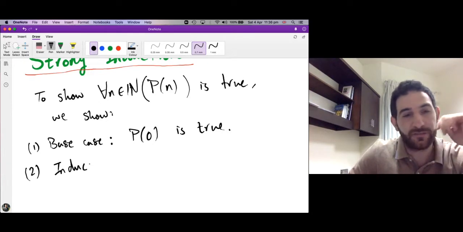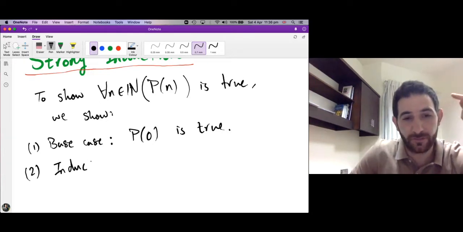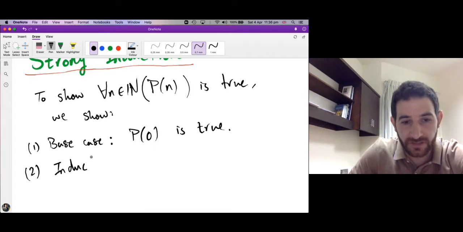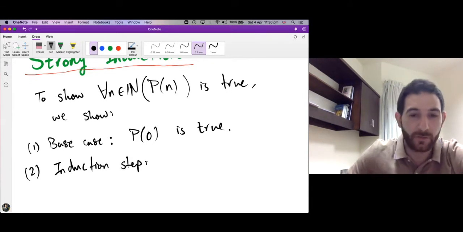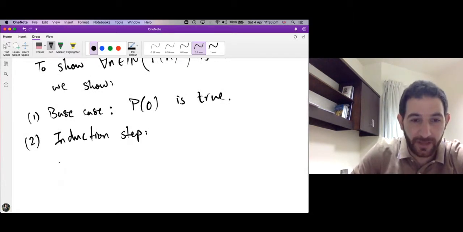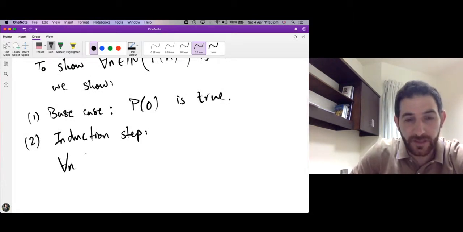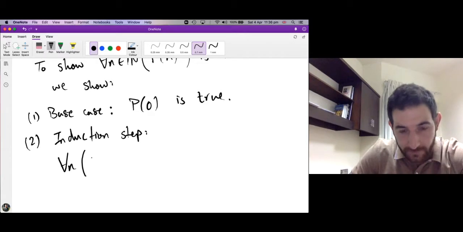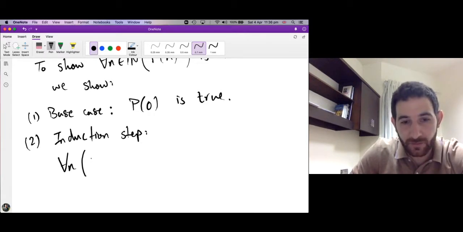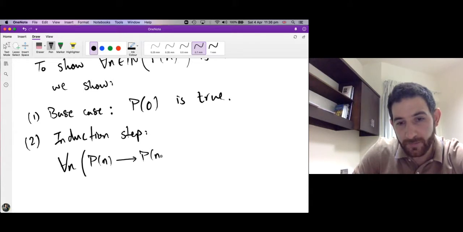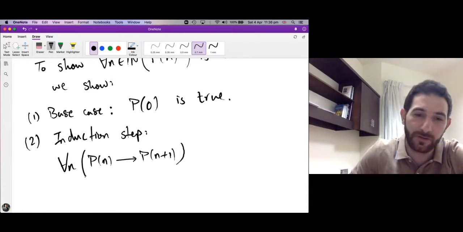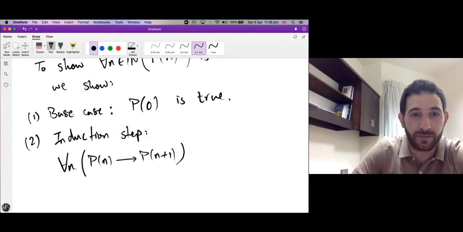And here, the difference between strong induction and mathematical induction is with the induction step. So what is the induction step? We say for every n in the natural numbers. Remember, in the normal mathematical induction it was: if n has property P, then n plus 1 has property P. So this was in mathematical induction.